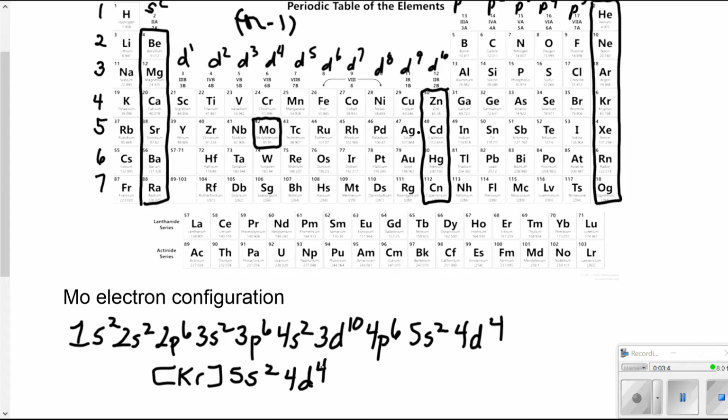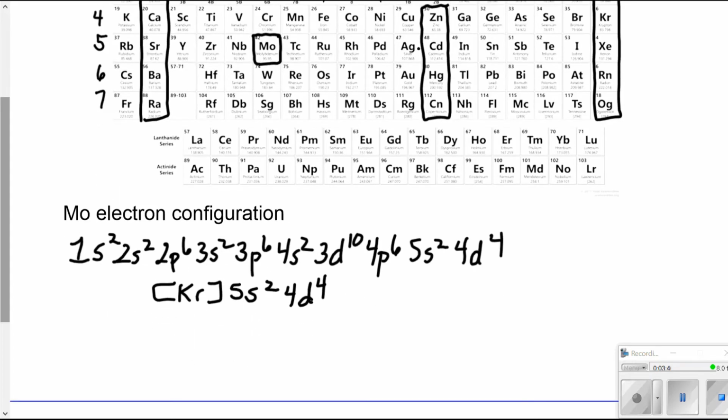The deal though with molybdenum is that it's a little exception to its electron configuration. And what's going to help us see that exception is if we draw out the orbital filling diagram. The orbital filling diagram shows us the electrons.